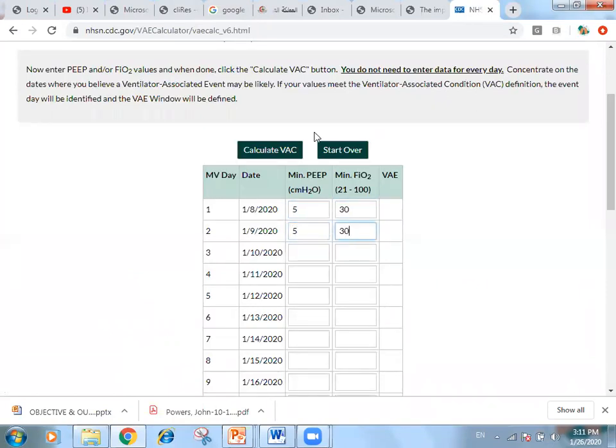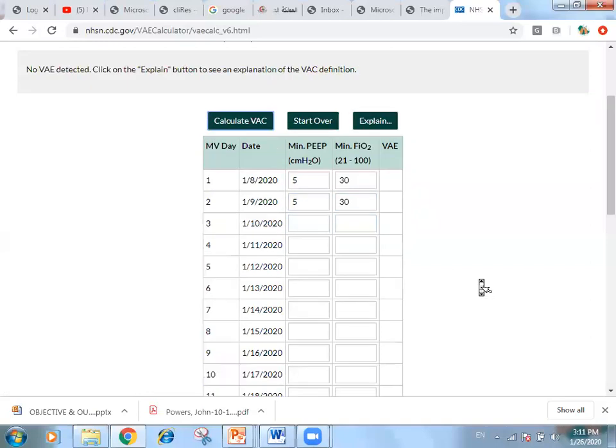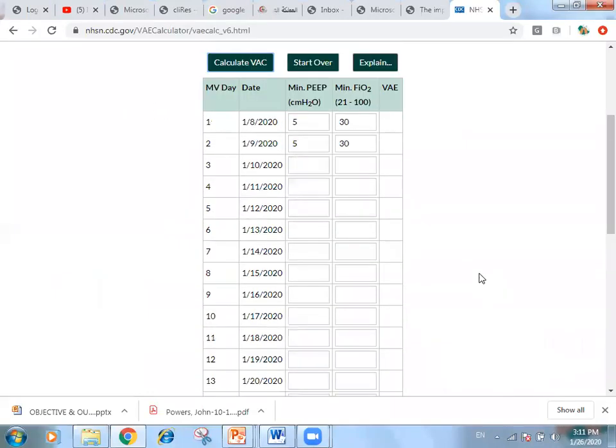So this is the calculator. It can help you to validate that you captured the data.